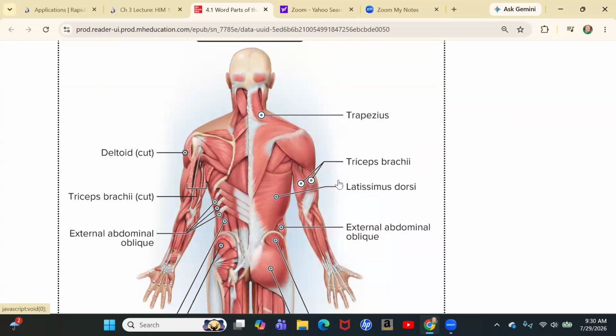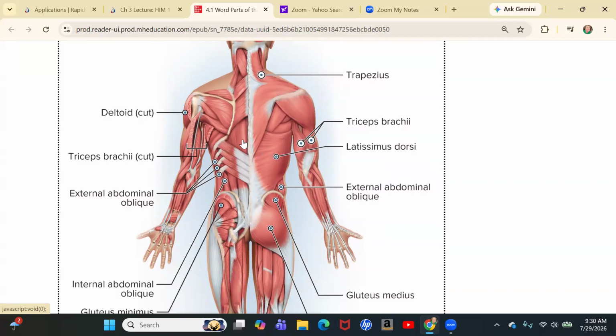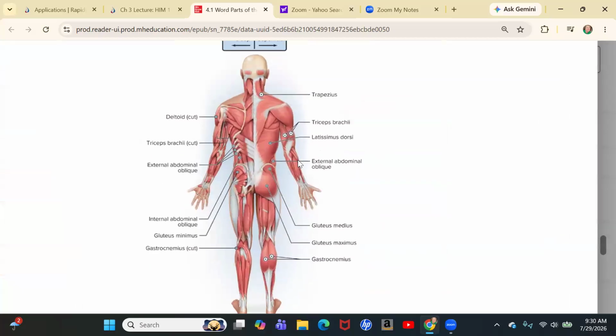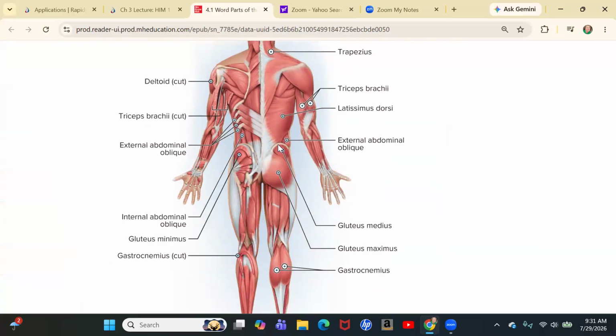When we look at the posterior muscles, this is a good example here of the trapezius. Looks like a trapezoid shape. That's why it got its name. You see your latissimus dorsi here, latissimus meaning large, dorsi meaning back or dorsal.